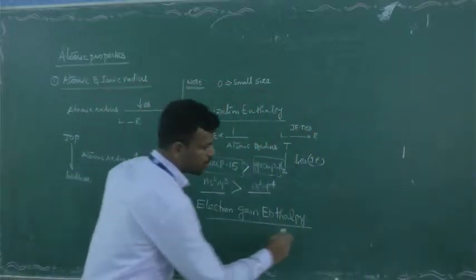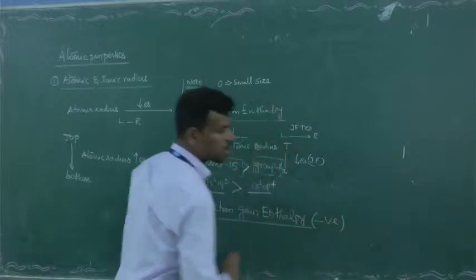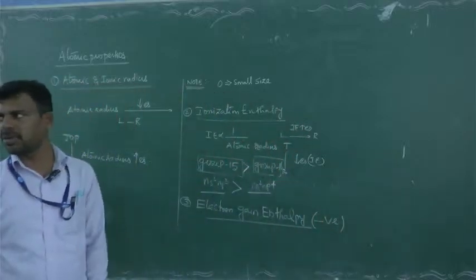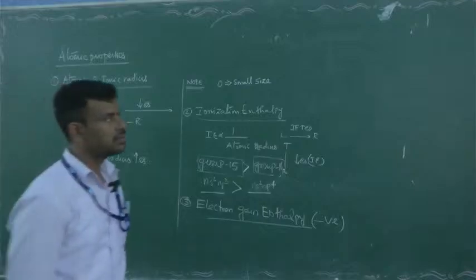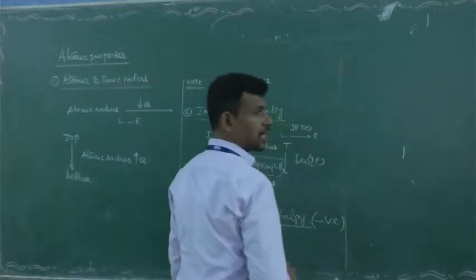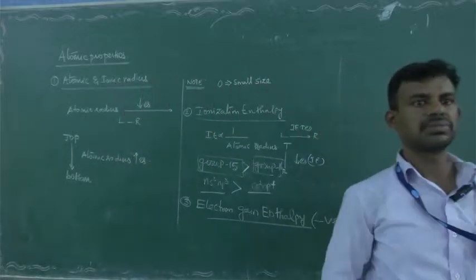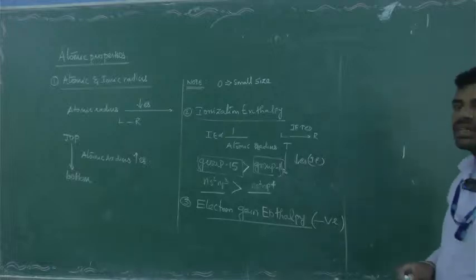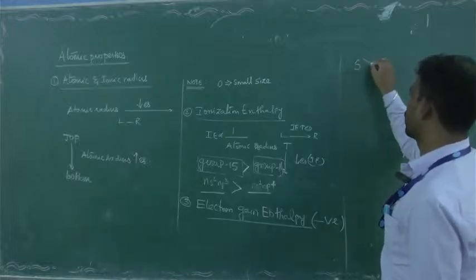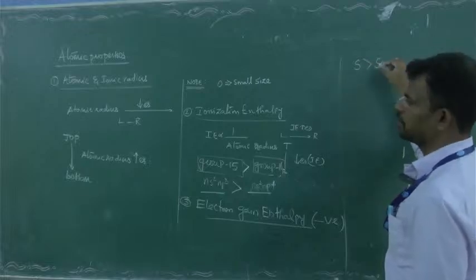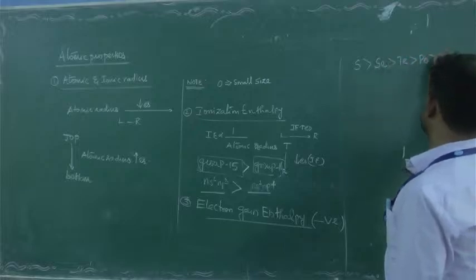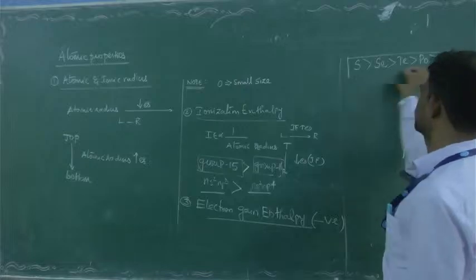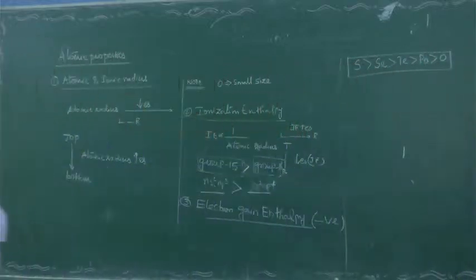Among these, I will have negative electron gain enthalpy. Please note this, look at the periodic properties. Is it clear? If asked for the order, what is the order? Electron gain enthalpy order. Selenium, sulfur, selenium, tellurium, polonium. This is the order. Please note this. So the electron gain enthalpy order is going to be more.